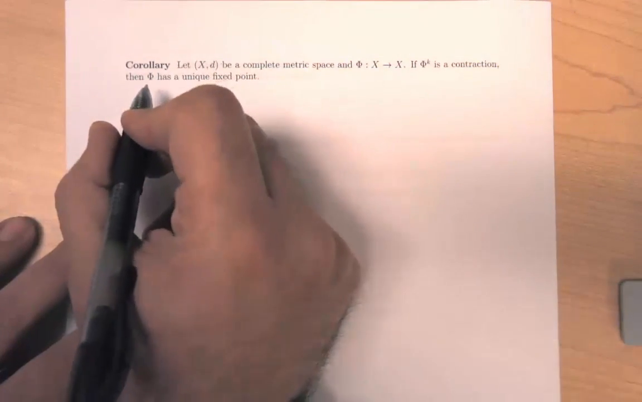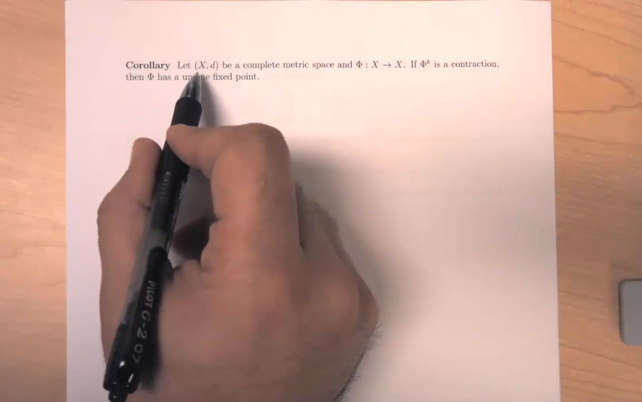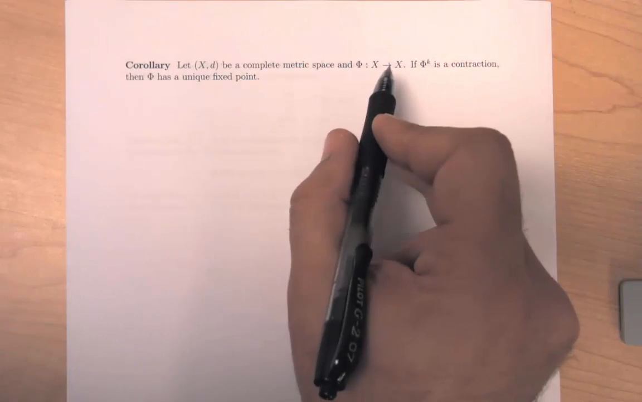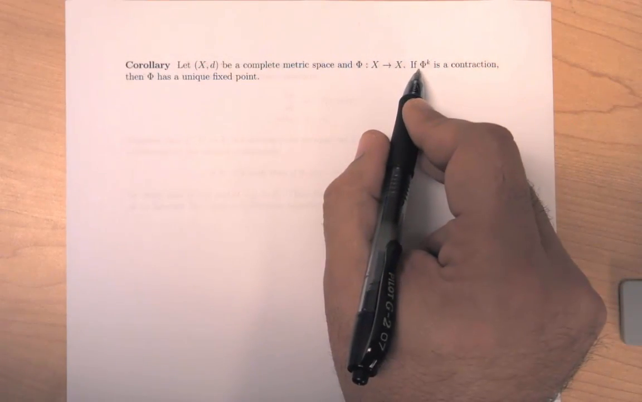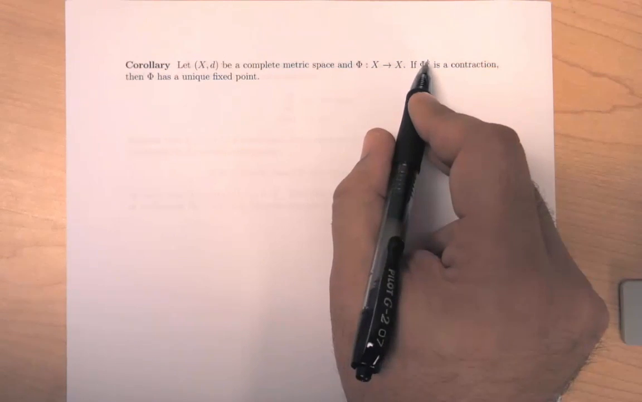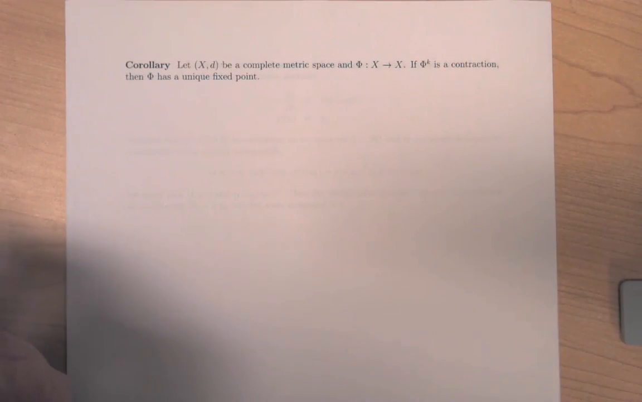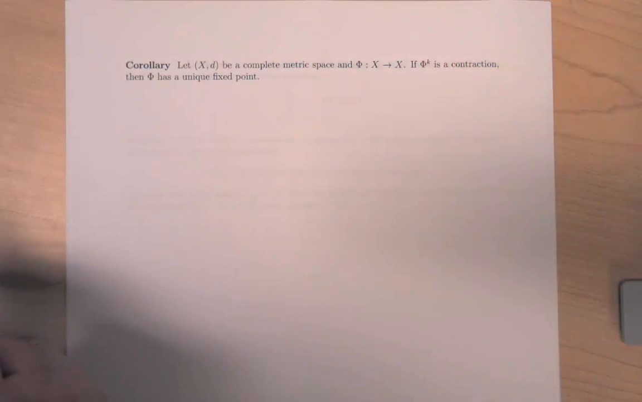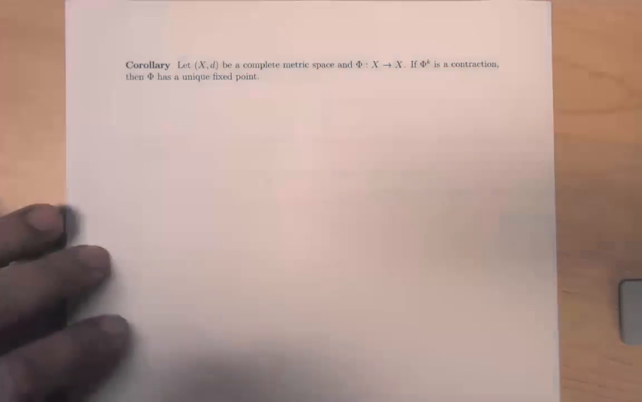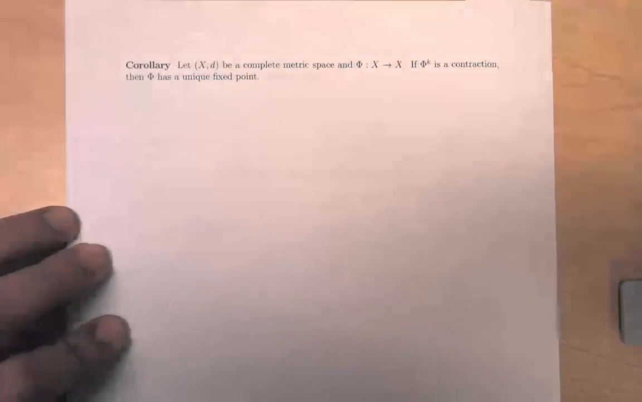So as a corollary to our last theorem, again, if we have a complete metric space and a mapping from that space to itself, if phi to the k is a contraction rather than just phi, then still phi has a unique fixed point. Now, I'm going to let you prove that for yourself.